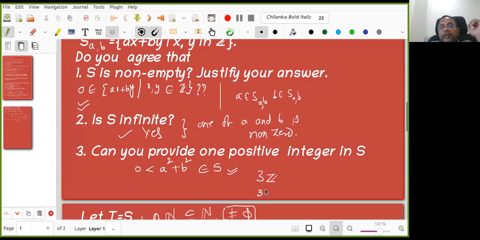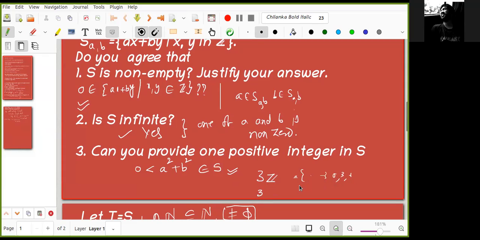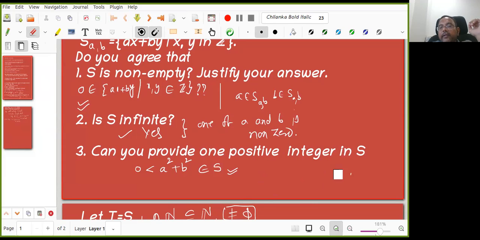What is 3 in 3Z? 3Z contains many numbers, right? 0, 3, 6, and so on, and -3, and so on. It's the least non-zero element. No, -3 is also a least element. Or we can take the absolute value and then say it's the least element. Okay, so that is the way we constructed D.